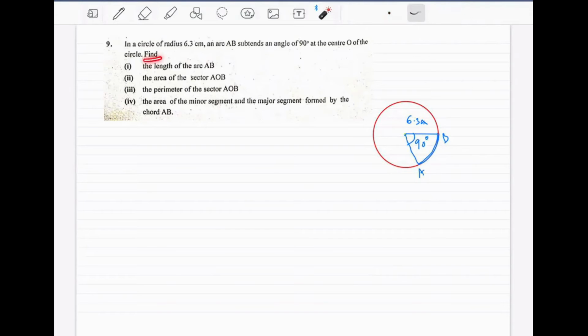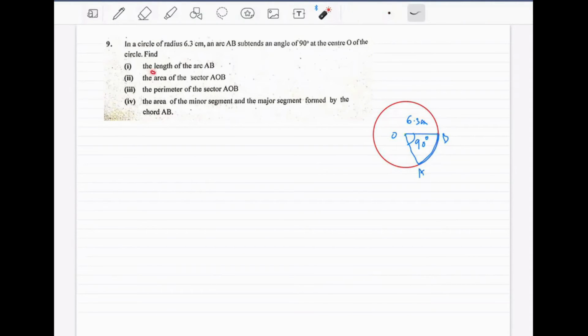Question one, find the length of the arc AB. How much is the length of this arc AB? Then the area of the sector AOB. So the center is O. That is the area of this portion right here. Then the perimeter of the sector. Let's come to the segment question later on. The calculations related to segment, we will take it out from the other questions. Let's just calculate the portions for the sector.